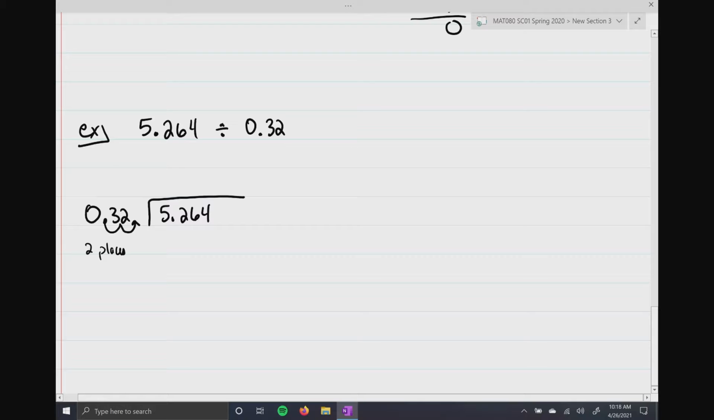Which means in my dividend, I need to move it 2 places as well. So I'm just going to rewrite my problem as 32, and write 526 decimal directly above in the quotient. And then the last number is a 4. Now that the setup is done, the decimal is placed, all I got to do is divide. So 32 does not go into 5. 32 goes into 52 once.